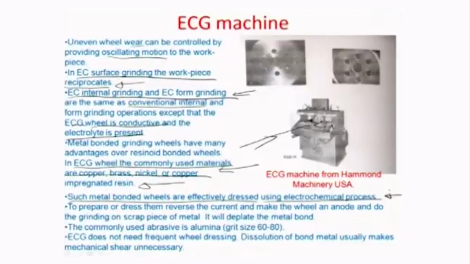So the commonly used abrasive is alumina, grit size about 60 to 80, and as we have already indicated, the ECG does not need frequent wheel dressing, because there is already a mechanical action followed by electrochemical dissolution action which takes away the debris, or carries away the debris.